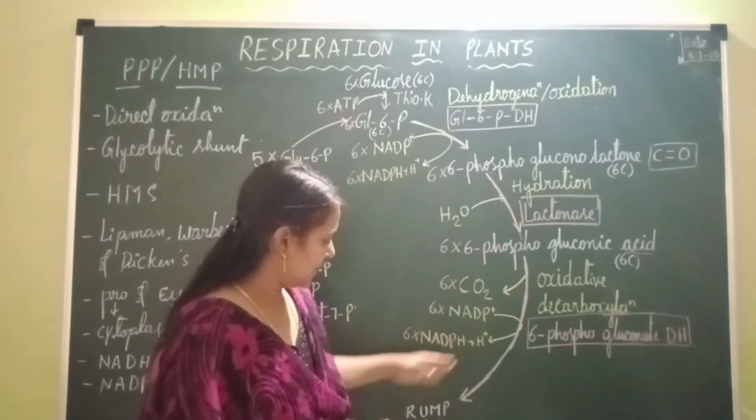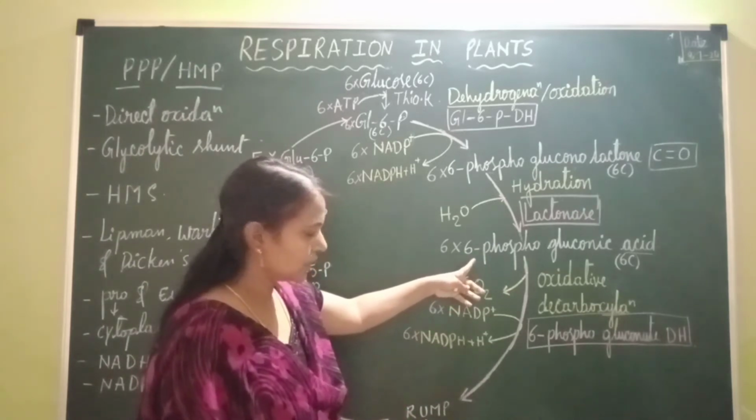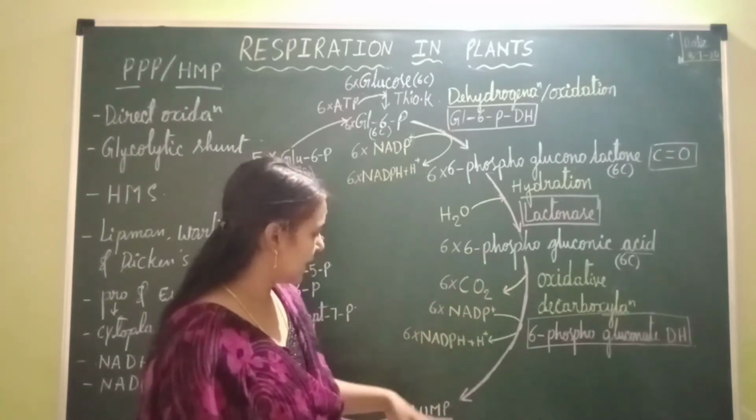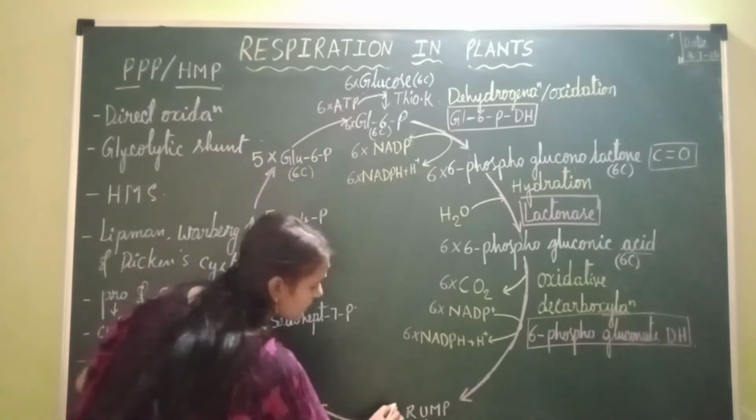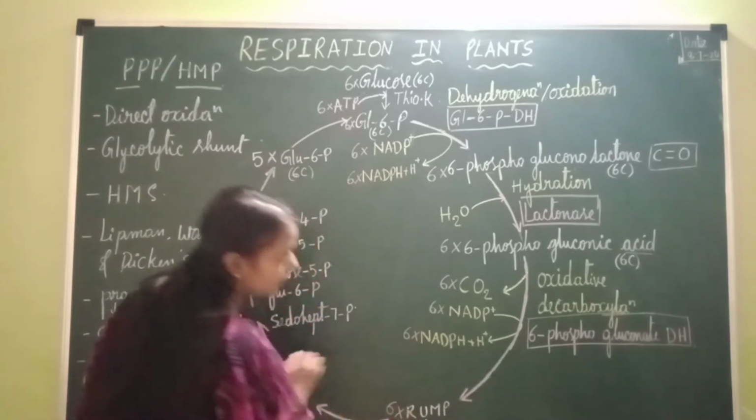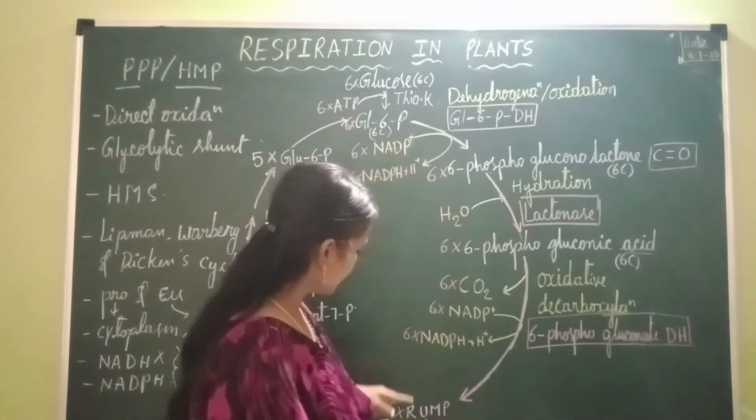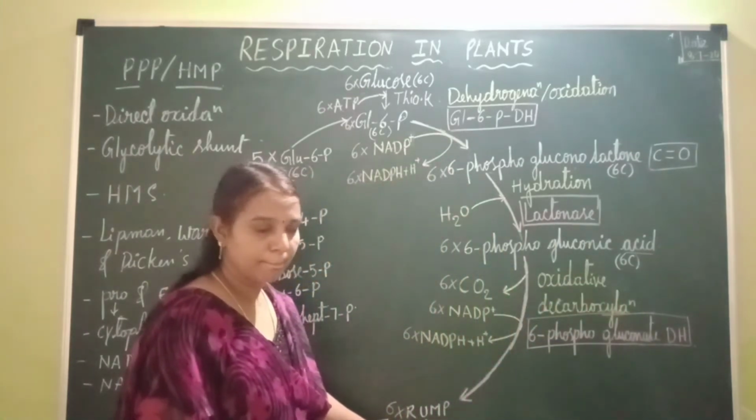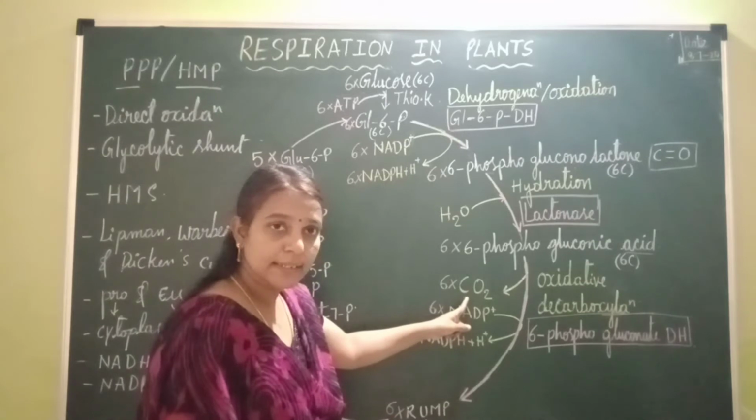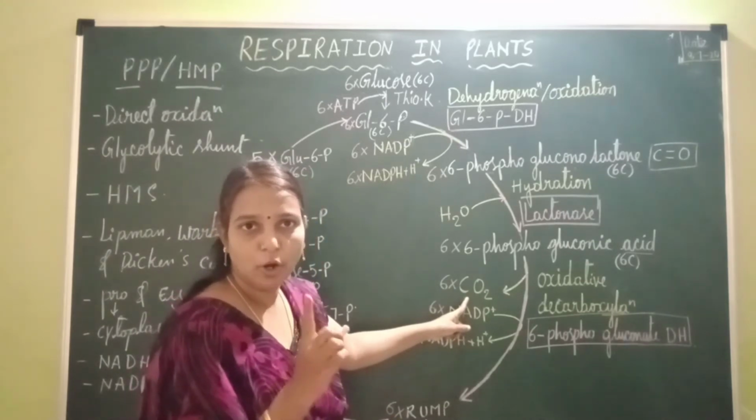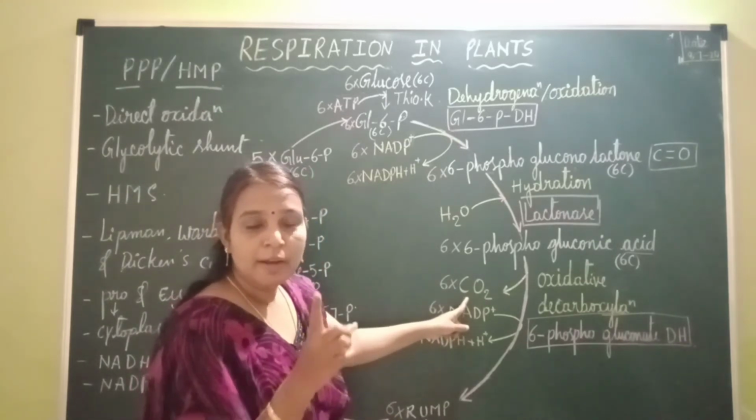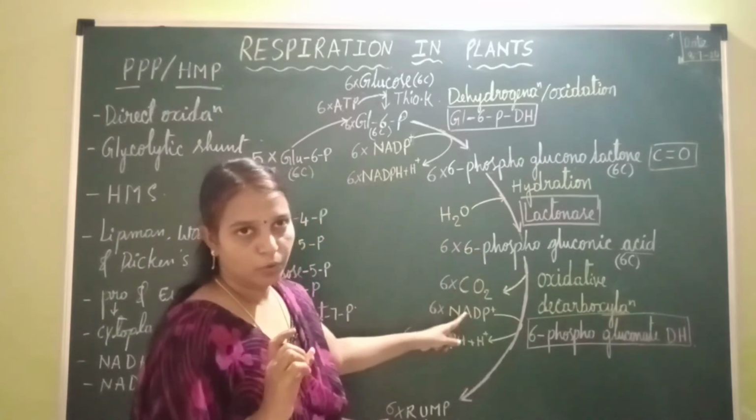So this substrate, 6-phosphogluconic acid, is converted into 6 molecules of RuMP. This 6-phosphogluconic acid is a 6 carbon compound. Now it has been converted into a 5 carbon compound because here carbon dioxide is lost. That means 1 carbon is lost from 1 molecule of 6-phosphogluconic acid.